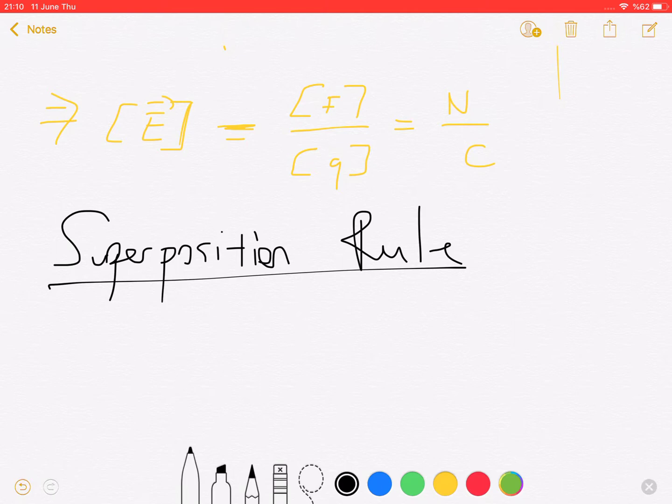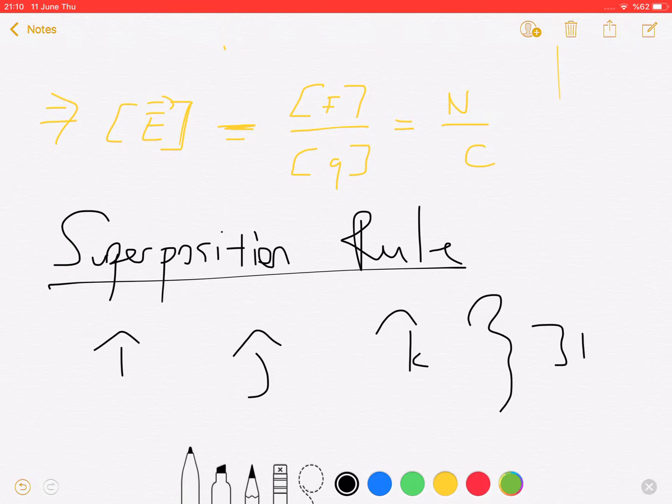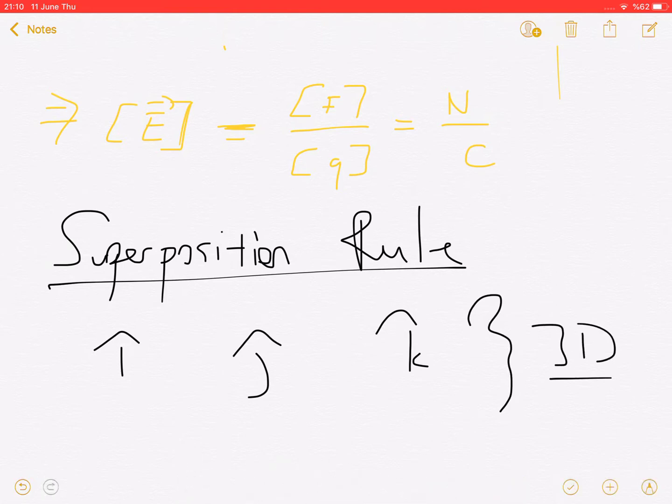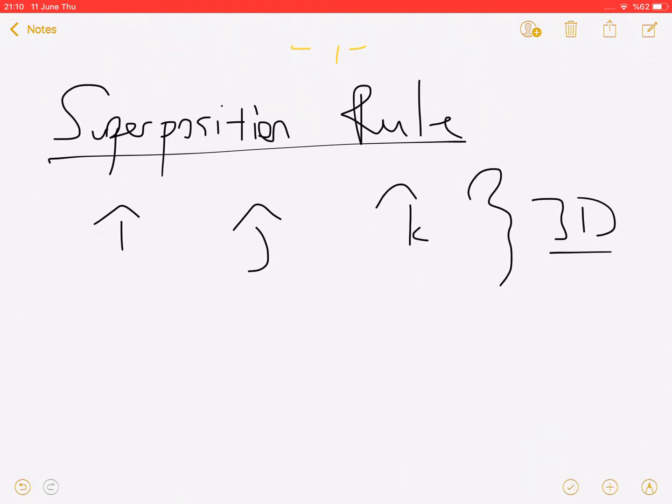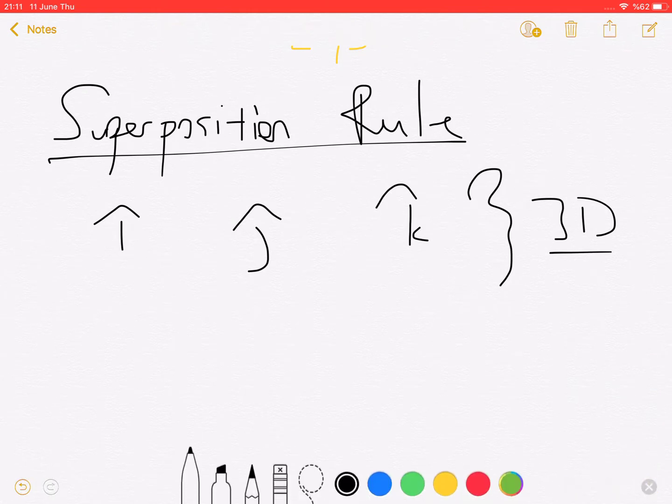So if I have 10 different forces in the system, and the 10 different forces have different components in different directions, in I hat, in J hat, and in K hat, we are looking at the 3 dimensions. Okay? So I directly add them, all of them in the I hat, all of them in the J hat, all of them in the K hat.